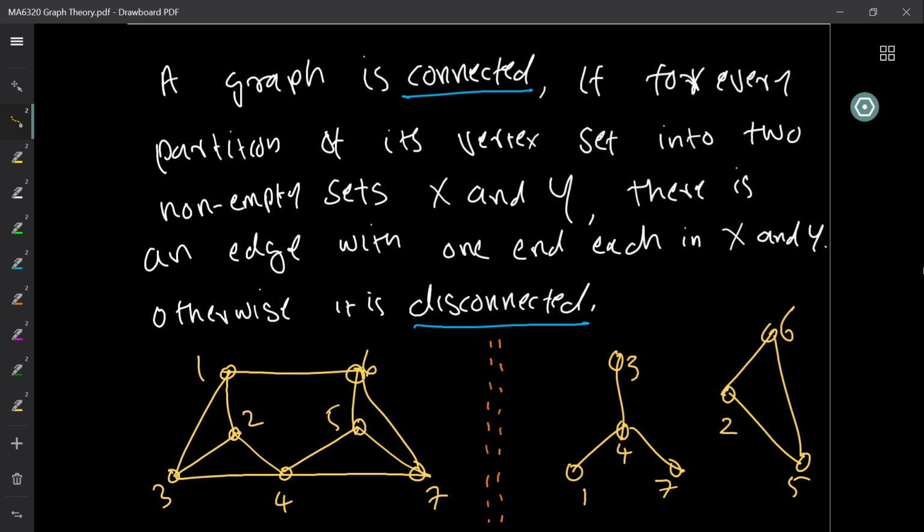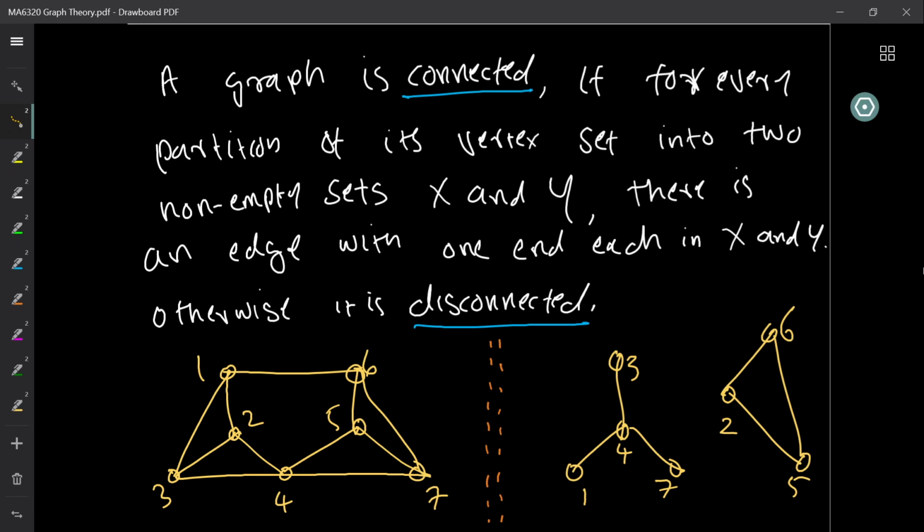Now we say a graph is connected if for every partition of its vertex set into two non-empty sets, let's say x and y, you can find an edge with one end each in the sets x and y. Otherwise, it is called disconnected. So when is the graph connected? If you can partition the vertex set into two non-empty sets such that there is an edge with one end in each part.